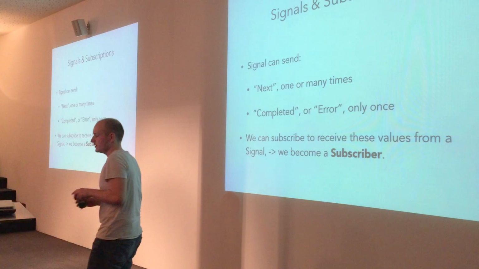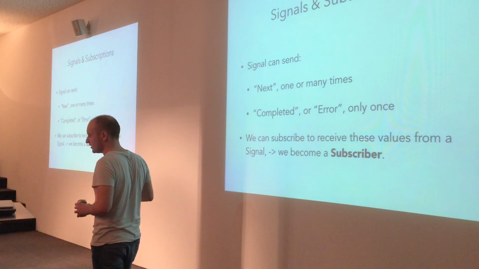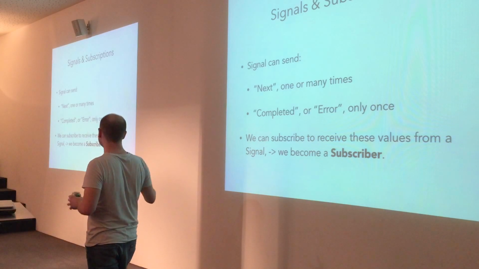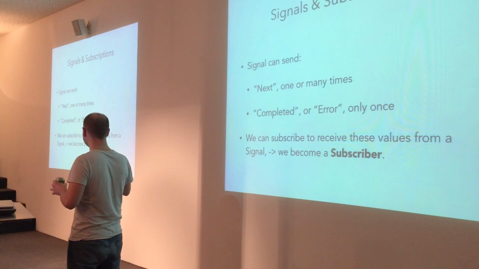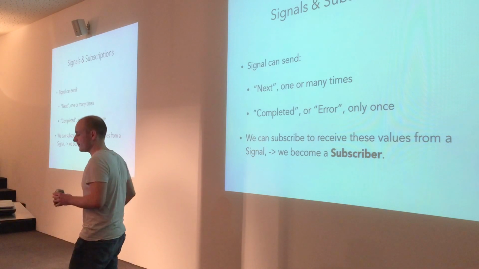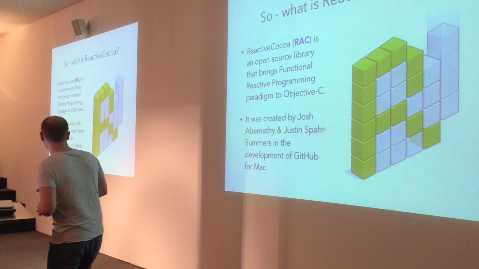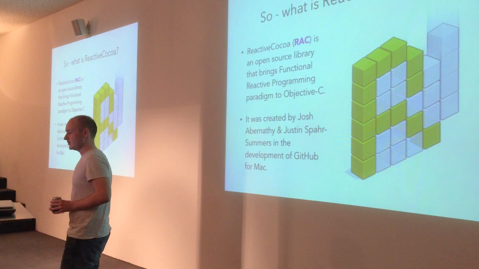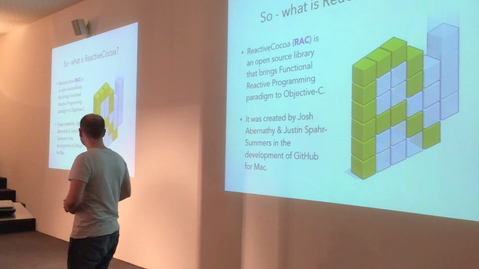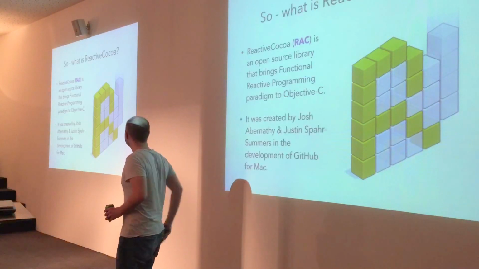I really like this model because it separates out the regular processing of values from the exceptional states of having finished and the error state. So it forces us to really handle those separately and keeps our code quite clean. So that's all very abstract, and it will make a lot more sense when I show you some code examples of ReactiveCocoa. So what is ReactiveCocoa?